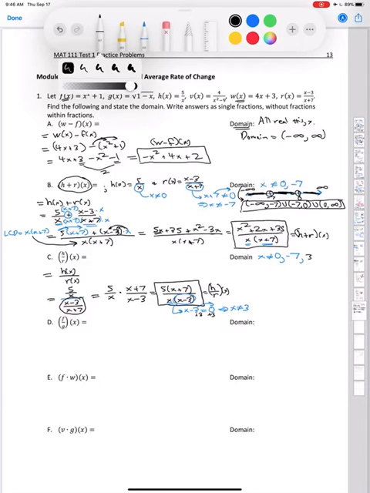So let's go ahead and look at our domain. So if you want, we can build our x line. Now we've got 3 undefined values in this example, negative 7 being the smallest. And we got a 0, and we got a 3.